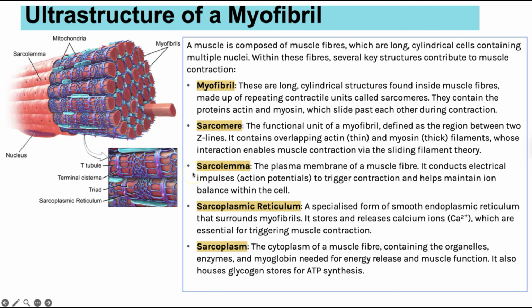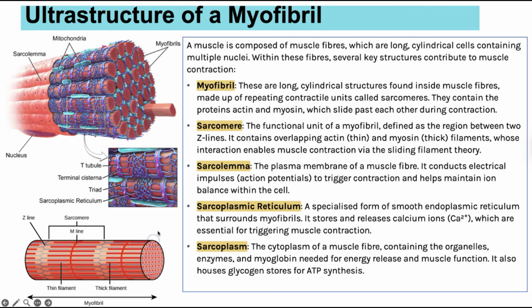The sarcolemma, that's the plasma membrane of a muscle fiber. It conducts electrical impulses, the action potentials, and it triggers the contraction, and helps maintain ion balance within the cell as well. Sarcoplasmic reticulum, that's a specialised form of smooth endoplasmic reticulum that surrounds myofibrils, and it stores and releases calcium ions, which are essential for triggering muscle contraction. The sarcoplasm, that is the cytoplasm of a muscle fibre. So it contains the organelles, enzymes, myoglobin needed for energy release and muscle function, and it also has glycogen stores for ATP synthesis.